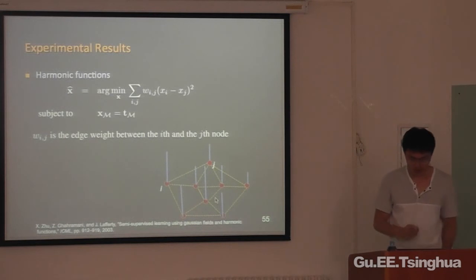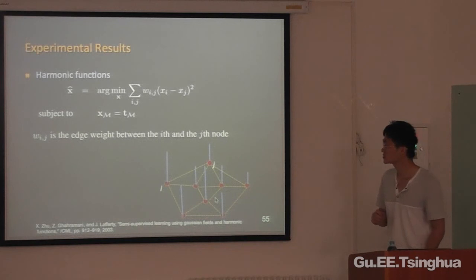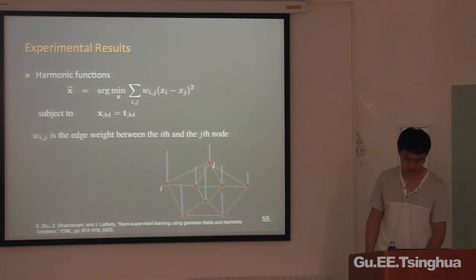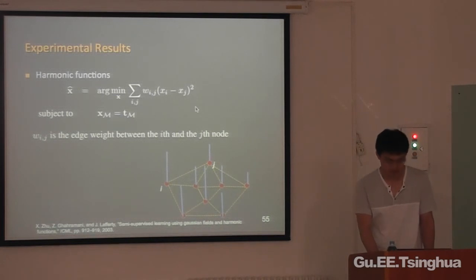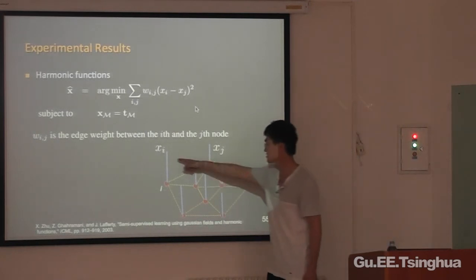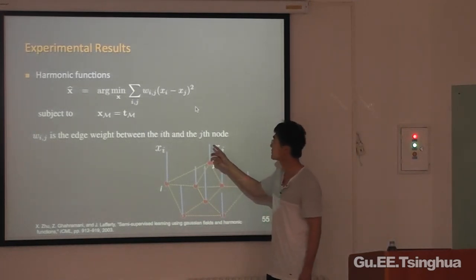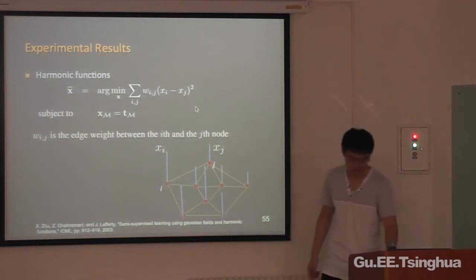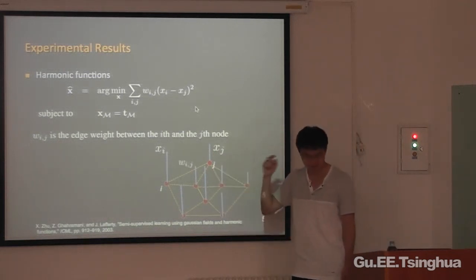So here are some methods that we are trying to compare. The first one is called harmonic function. It's pretty similar to graph total variation minimization. The constraint is the same, that the labeled values equal the known values, but they have a different objective function. It's a way to measure the smoothness. It measures the difference between two adjacent values, also weighted by their edge weight.